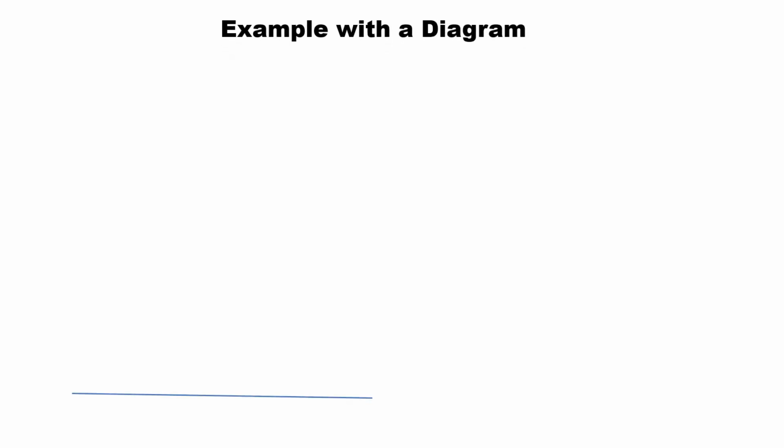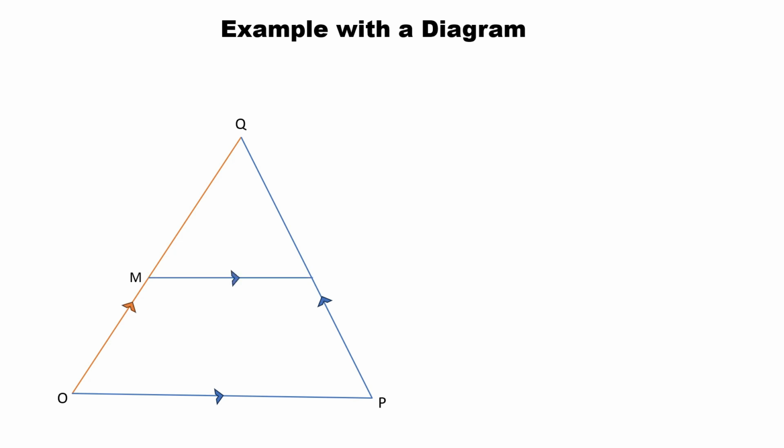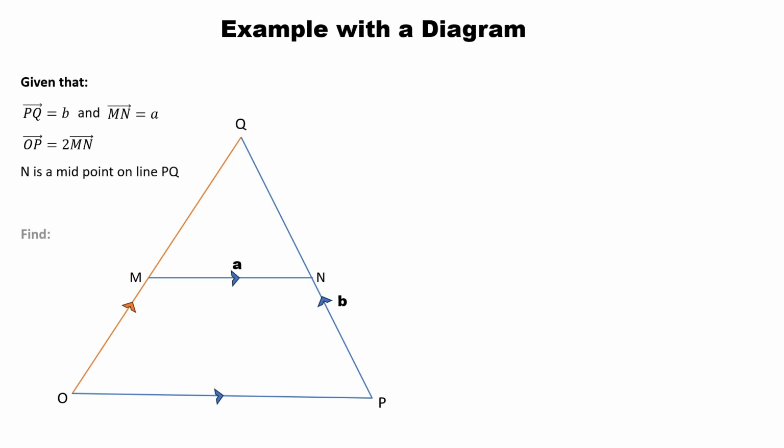Let us do the example on a diagram. We are given 4 vectors. The first is from O to P. The second vector is from P to Q. The third vector is from O to Q. And the last vector is from M to N. And we are also given that the value of vector PQ is equal to B, and the value of the vector MN is equal to A. Vector OP is equal to 2MN, and N is the midpoint of line PQ. Now our first requirement is to find the value of vector OQ.